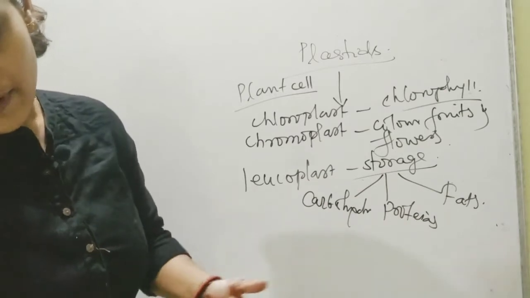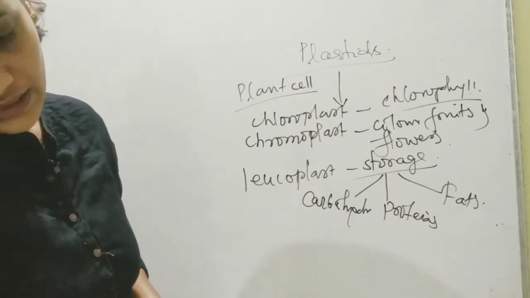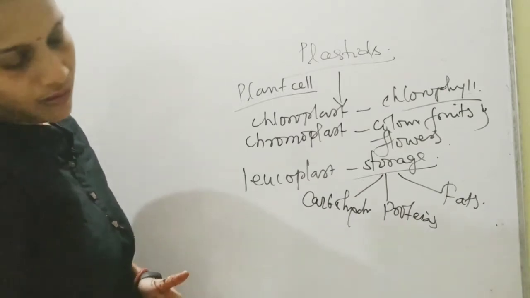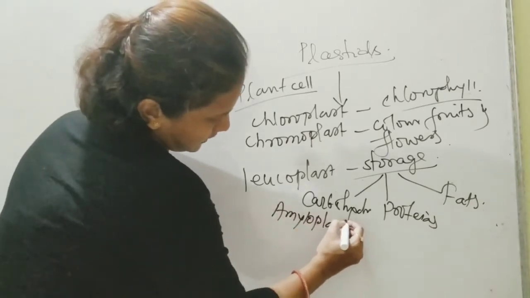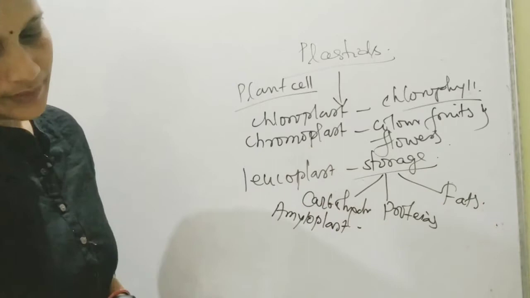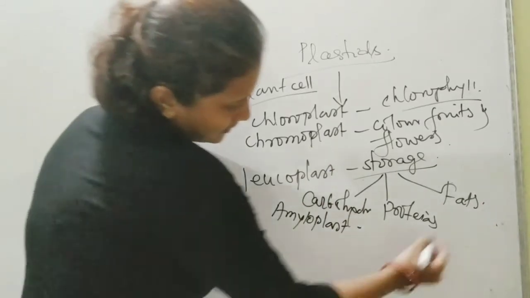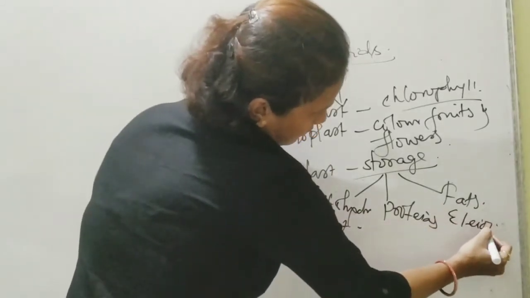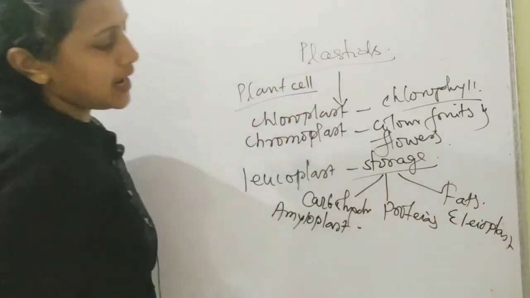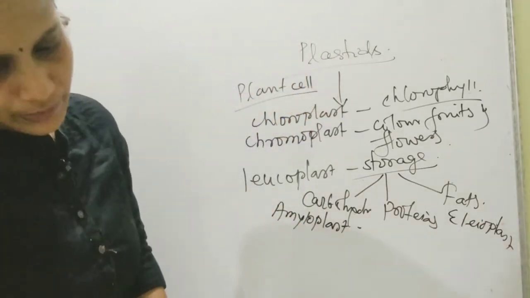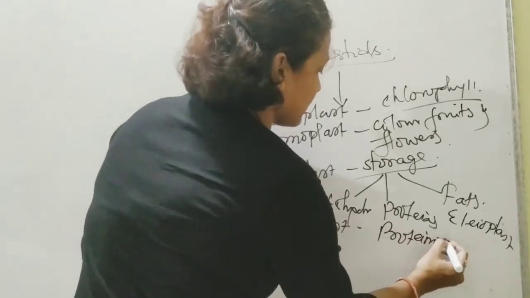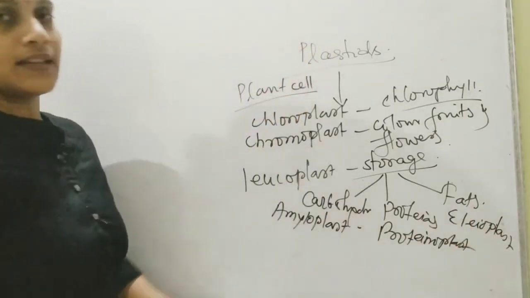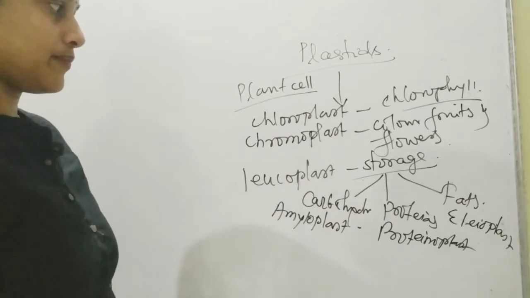For carbohydrates, it is called amyloplast. For fats, it is called oleoplast. And the leucoplast which stores proteins is called proteinoplast. That's how it has been categorized.